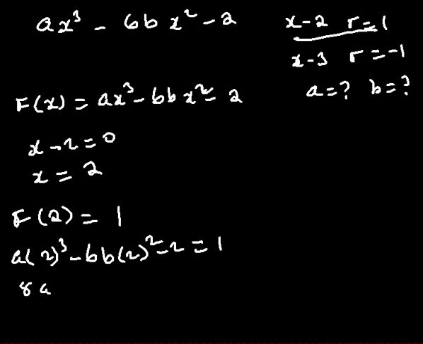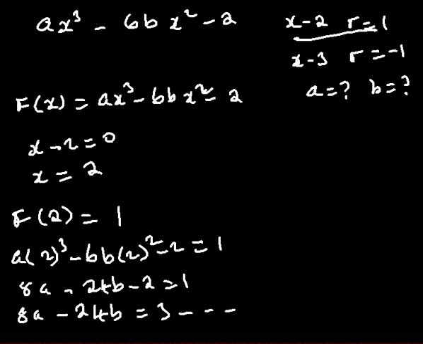So we have it as 8a minus 24b minus 2, which is equal to 1. We'll have it as 8a minus 24b, which is equal to 3. Now since a and b are unknown variables, that is being given as equation 1. Then using the second information, we should have to use the second information.